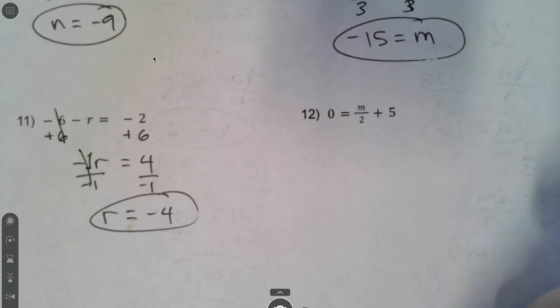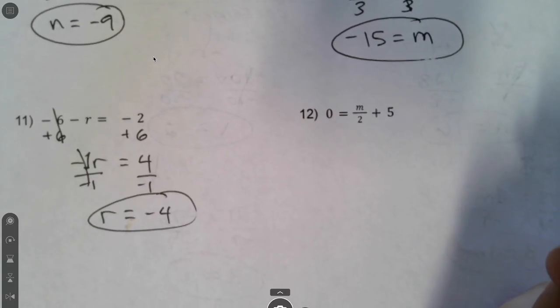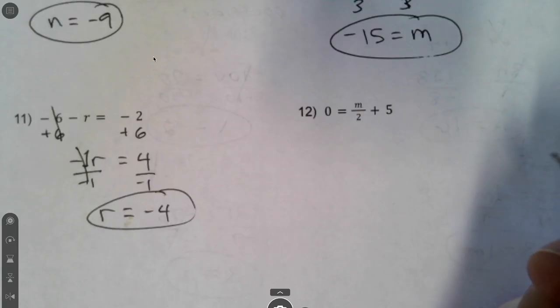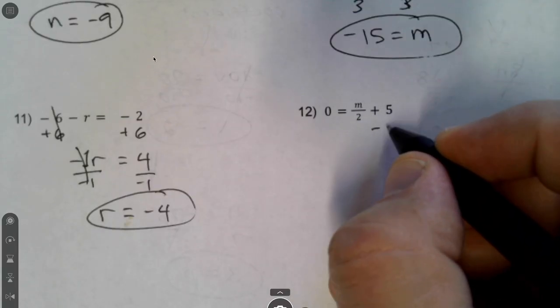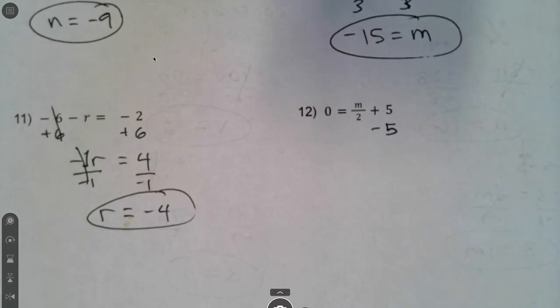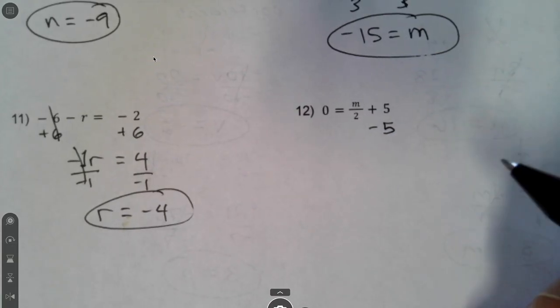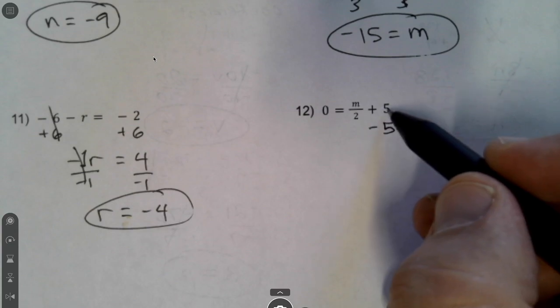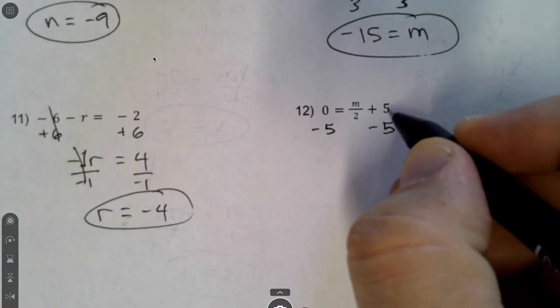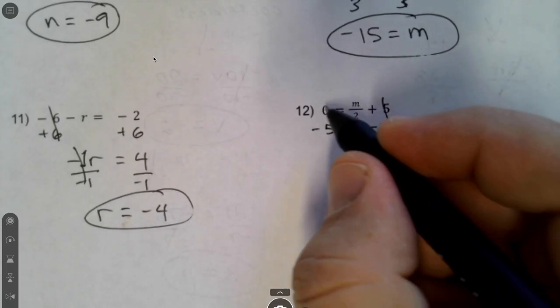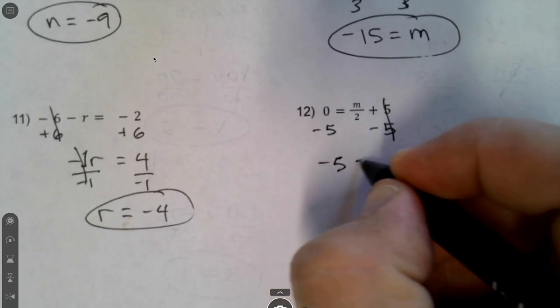Okay, our last one, we know our job is to get rid of the constant first. So I see a 2 and a 5. The 5 is the constant. It's not being multiplied or divided by the variable, or multiplying or dividing the variable. That's a plus 5. We do the opposite. We subtract 5 from both sides. 5 minus 5 is 0. 0 minus 5 is negative 5.